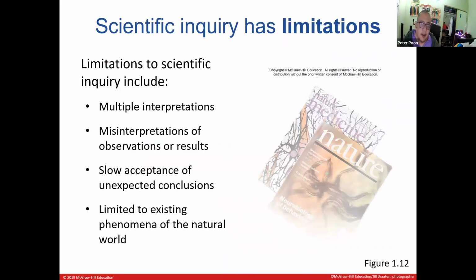So scientific theory has limitations. Data can have multiple interpretations. You can screw up experiments. The data has to be published and go through peer review and multiple rounds, and take a long time. And it's limited to existing phenomena of the natural world.